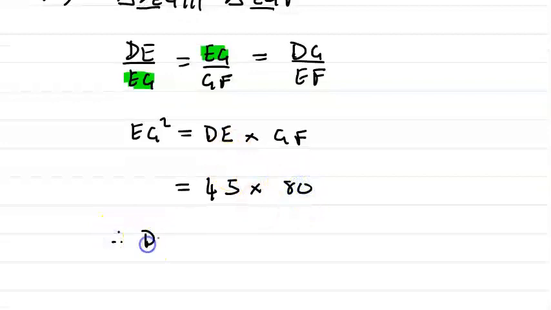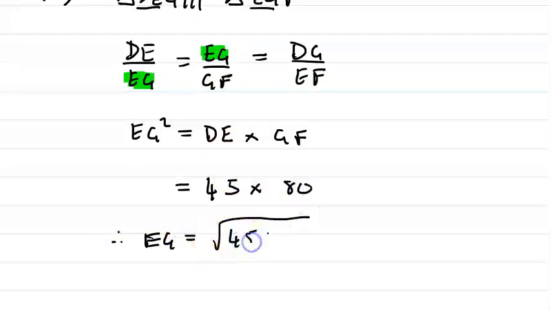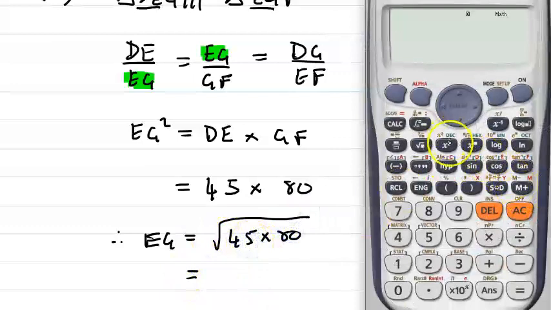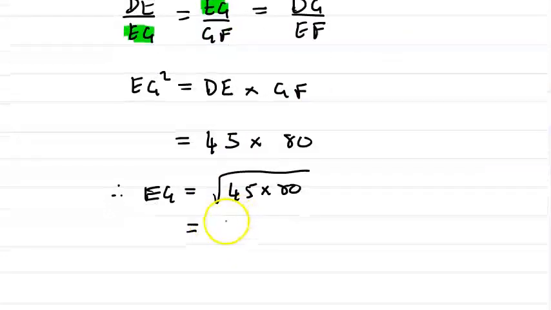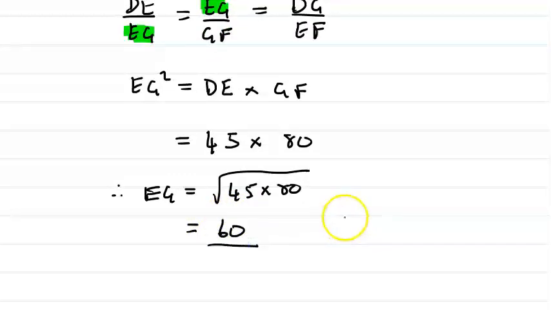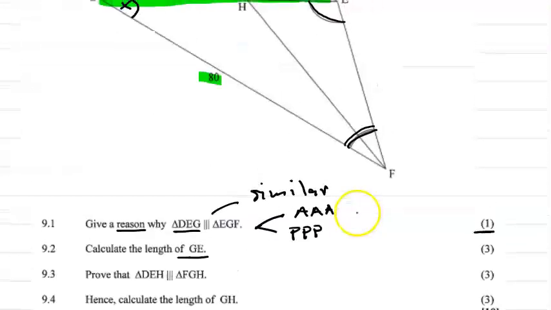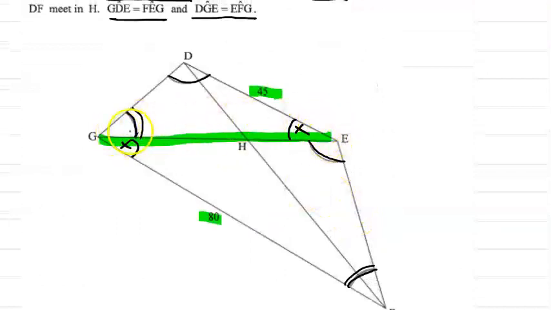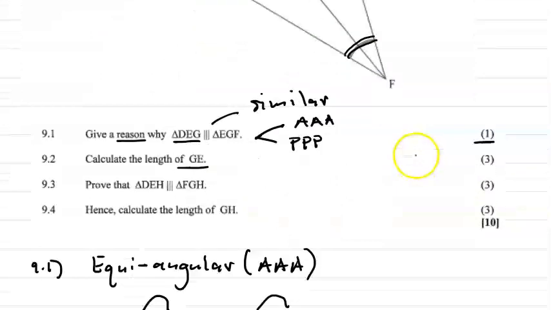Therefore, we can conclude that EG will equal the square root of 45 times 80. Let's put that in our calculator. Square root of 45 times 80. 60 is our solution. So that's 60 units. Let's go update our diagram. So EG is 60. So therefore, there's EG. This whole length of this side here is going to be equal to 60 units. Let's go and do the next question.